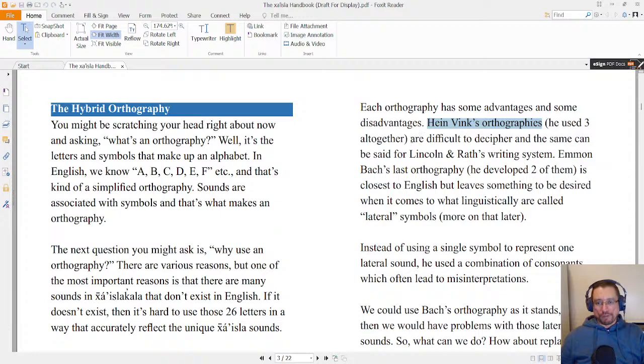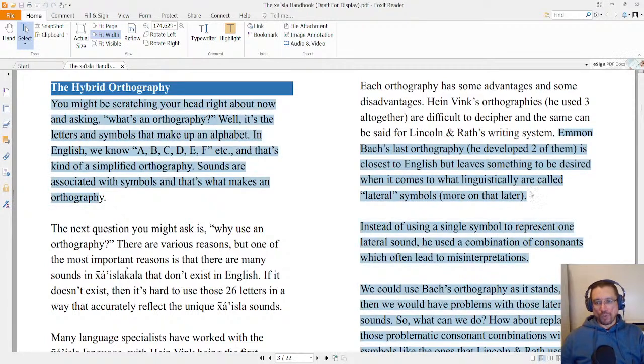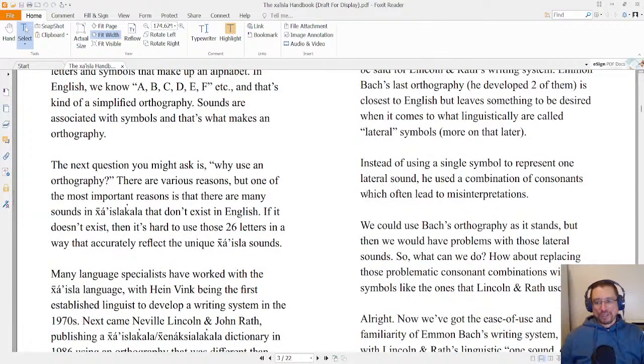So Handbook's orthographies are difficult to decipher, and the same can be said for Lincoln and Rath's writing system. Bach's last orthography, again I mentioned he developed more than one, so he developed 2 writing systems altogether. His closest to English, but leaves something to be desired when it comes to what linguistically are called lateral symbols. More on that later.